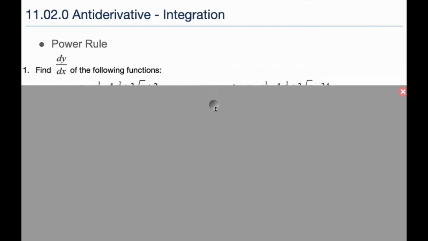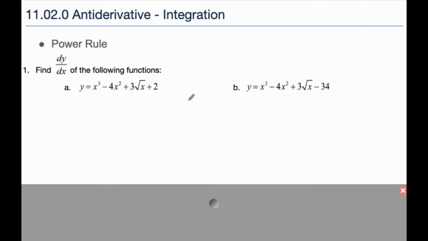Okay, so today we're going to do some antiderivatives and integration. And to do so, let's consider the power rule. Let's do some derivatives first of all. If I was going to do the derivative of this one, recognize I'm just going to go dy/dx.